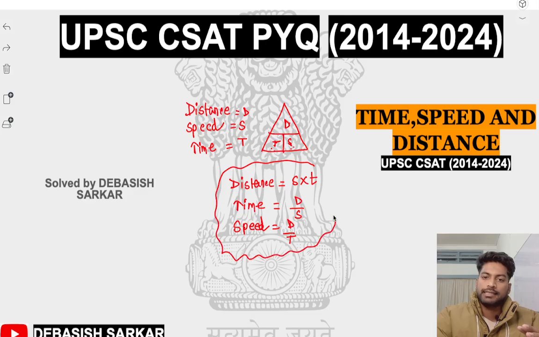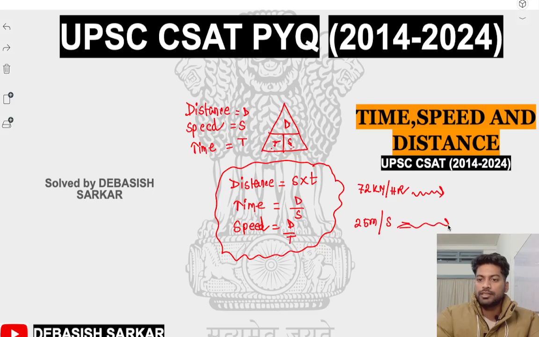There are also some conversions of units, like how to go from kilometer per hour to meter per second. You should know that too. If I say 72 kilometer per hour is the speed, and somebody asks for the speed in meter per second, or if somebody gives 25 meter per second and asks for the speed in kilometer per hour. I don't want to give you the full concept now, because we are solving the PYQs and I'm assuming you know the basics, but I'll still give a little.